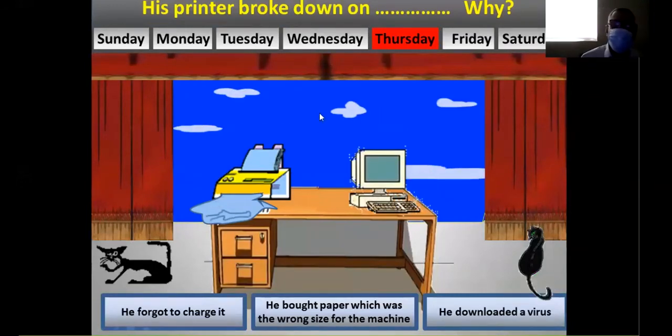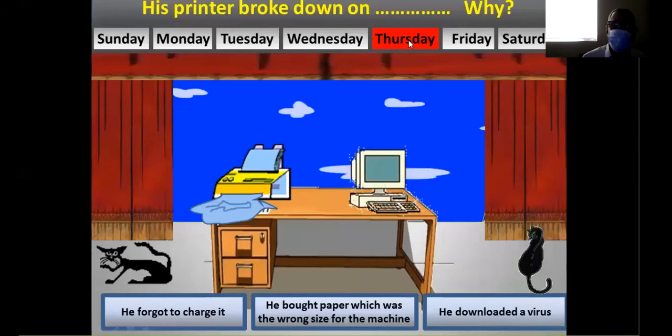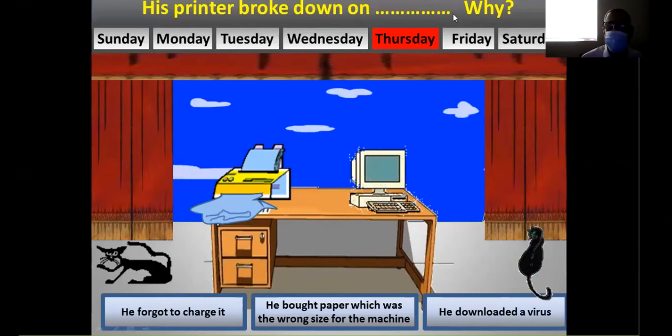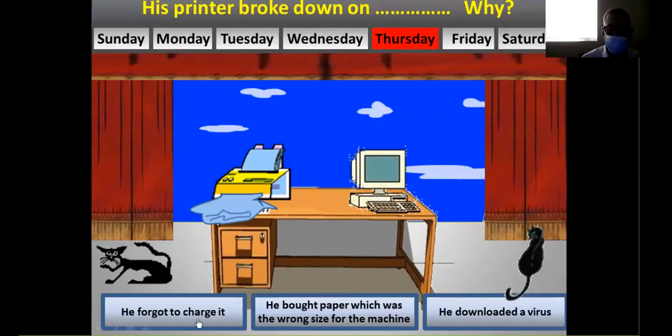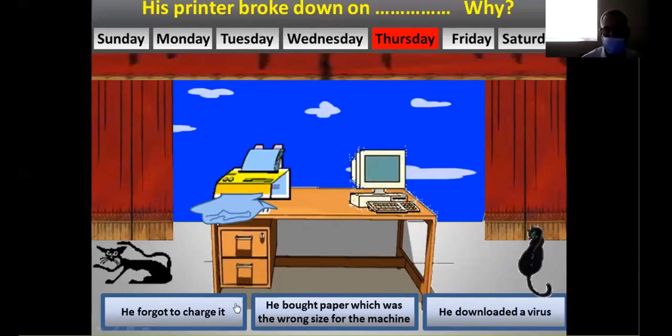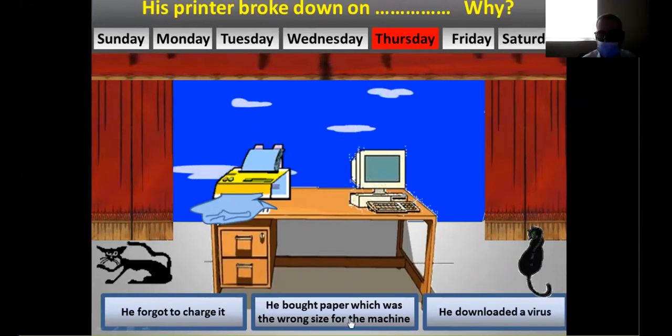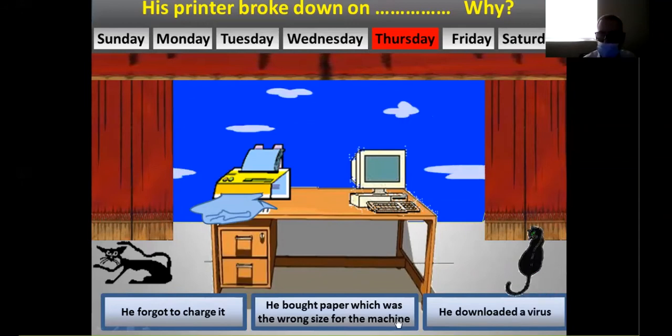His printer broke down on what? It was on Thursday, of course. His printer broke down on why? He forgot to charge it. He bought a paper which was the wrong size, as you see here, for the machine. He downloaded a virus. Let's see this.